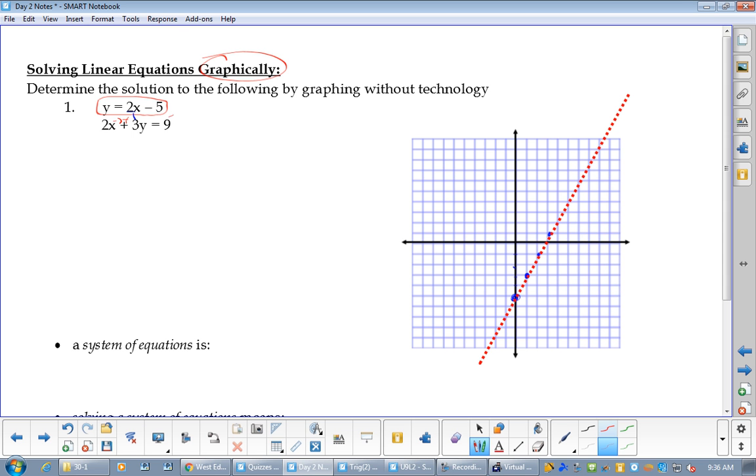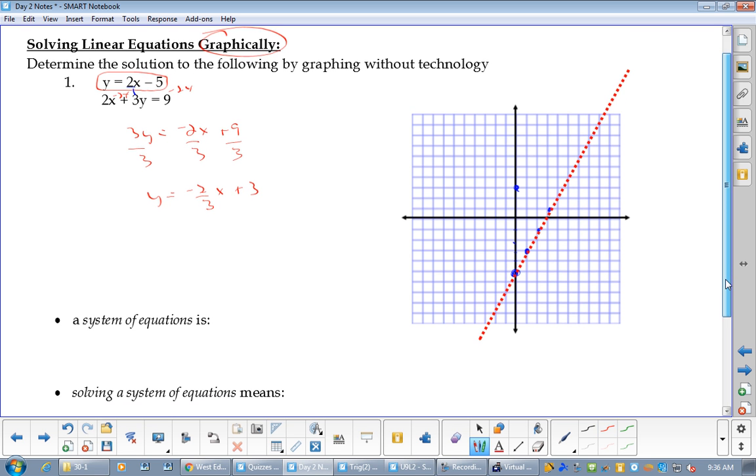Minus 2x. So I'll get 3y equals negative 2x plus 9. And then what am I going to do? Divide by 3. Y equals negative 2/3 x plus 3. So to graph this, the y-intercept is 3. I'm going to put that point. Then what am I going to do? Down 2, 1, 2, and right 3, 1, 2, 3.